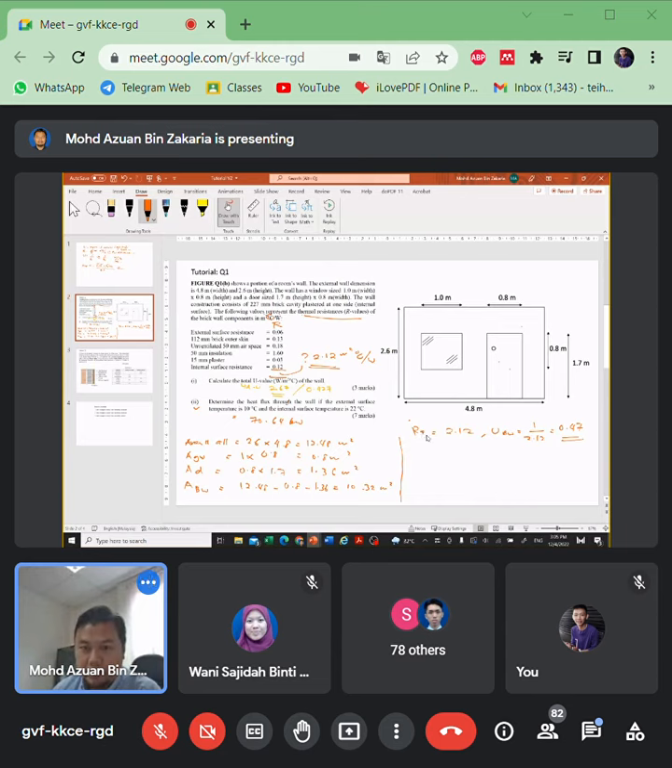0.47 for brick wall. Then U value of the window. So given the external wall dimension, the wall window size, I see. All right.